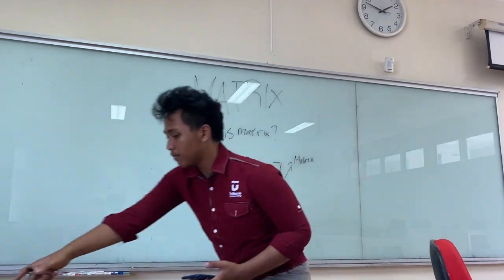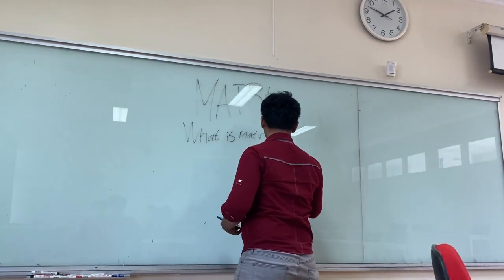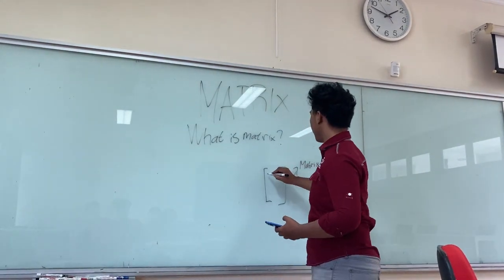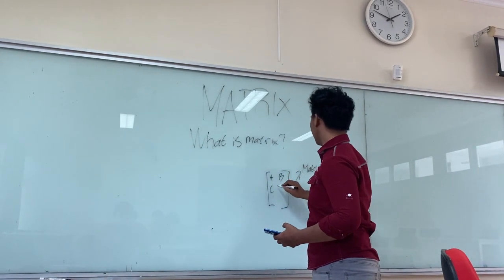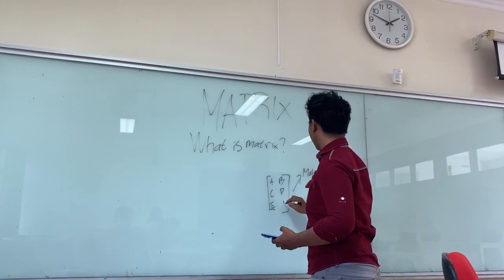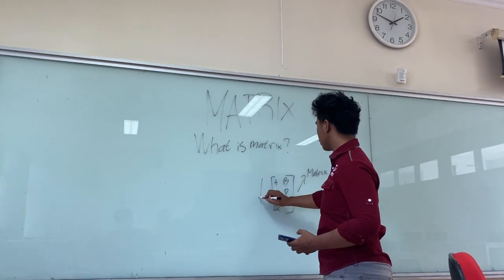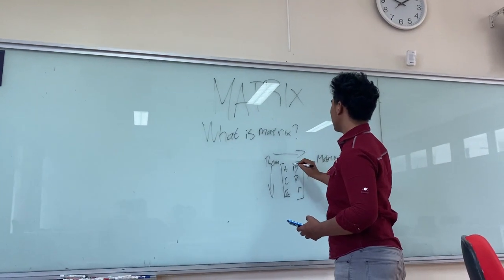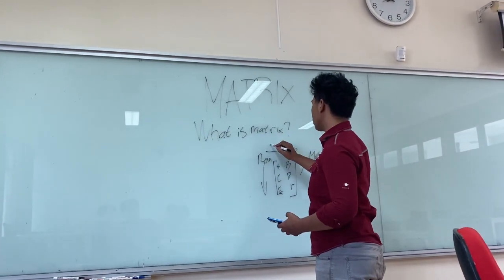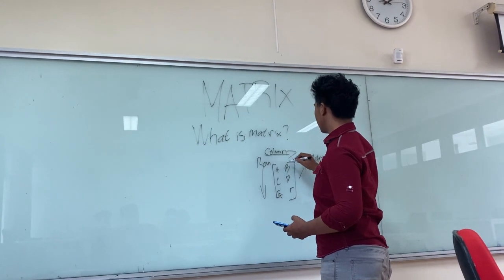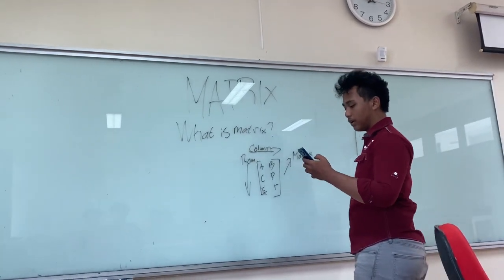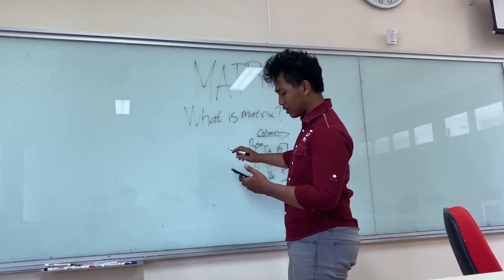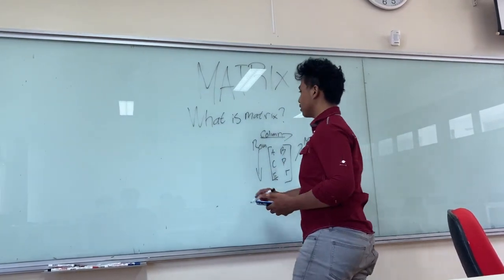So an example of a matrix will be A, B, C, D, E, F. The one that goes down is the column, and the one that goes horizontally is the row. First things first, I'm gonna explain about matrix operations.